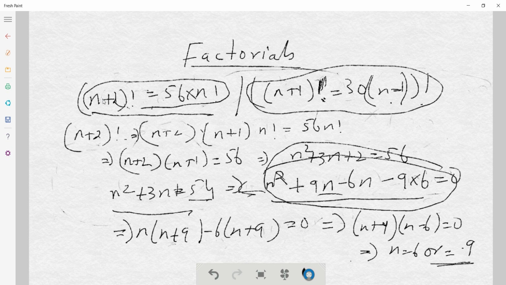Similarly, you can solve this one: (n plus 1) factorial equals 30 times (n minus 1) factorial. This can be written as (n plus 1) times n times (n minus 1) factorial, and then equals the other side, which you can solve. Try to see if you can solve this one. If not, just leave a comment below. I can help you solve it if you can't.